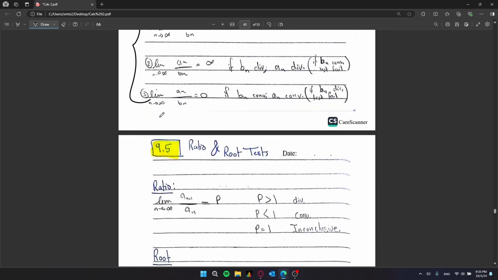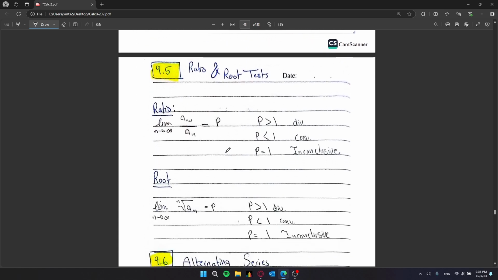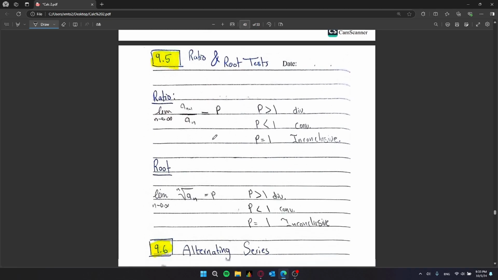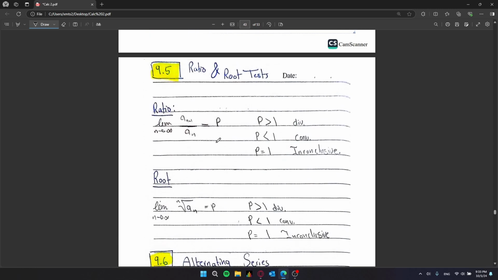Now, with the ratio and root tests, there are two tests, and they're very simple and very straightforward. You can see it took half a page in my notes. The ratio test tells you that if you take the limit of a series, where you take a term and divide it by the term before it, it's going to give you some value. If that value is equal to 1, then the test has failed. However, if that value is greater than 1, then the series will diverge. If the value is less than 1, then the series will converge.